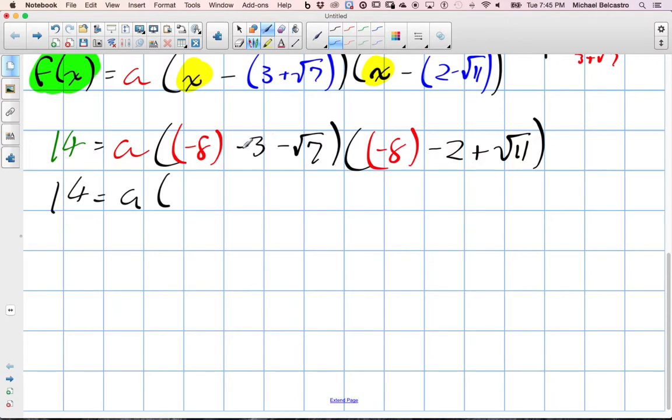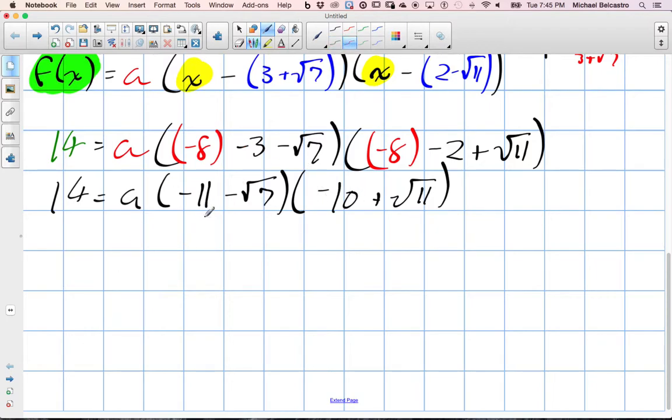So negative 8 and negative 3 is going to give us negative 11 minus root 7, okay, times, and this will give us negative 10 plus root 11. Okay. Now these are values that can be multiplied by each other. So this is where the simplifying radicals comes in. Technically, if you were to put this in a calculator, you get some number times some number, and then we would just divide. What I'm going to do is simplify it and then divide after.